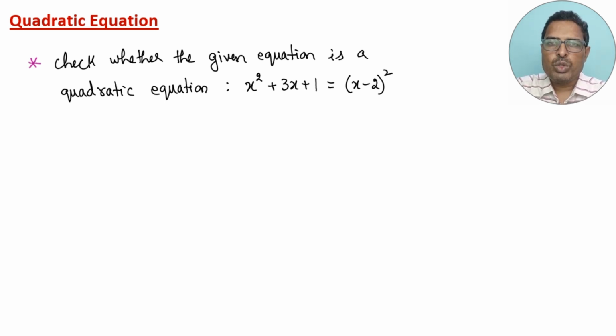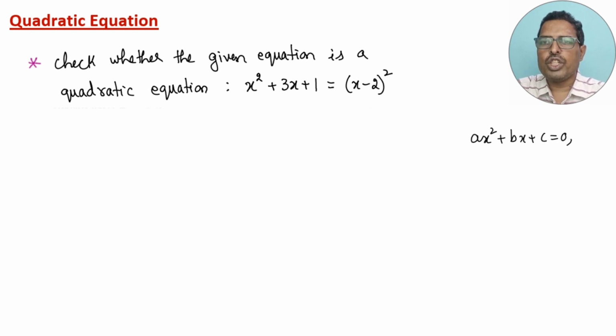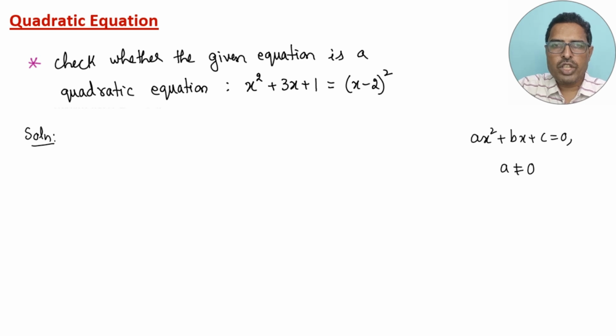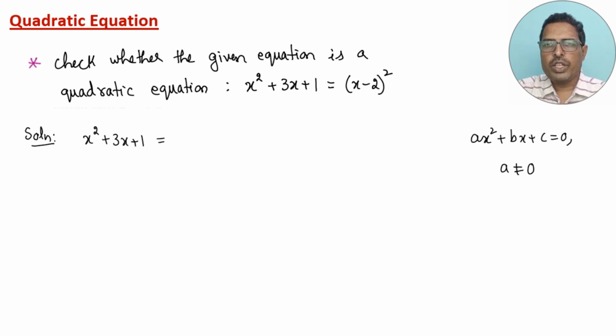To show that this given equation is a quadratic equation, I need to express it in the form of ax square plus bx plus c is equal to 0, provided that the value of a is not equal to 0. So let us try to simplify this equation. I'll keep the left hand side as it is: x square plus 3x plus 1 is equal to. Let us try to simplify the right hand side.